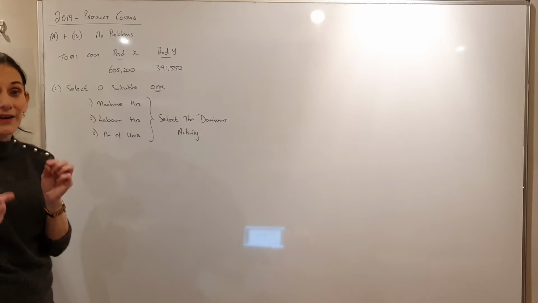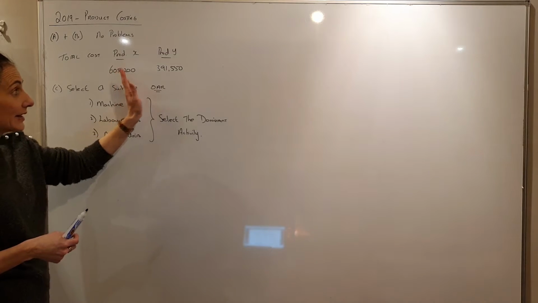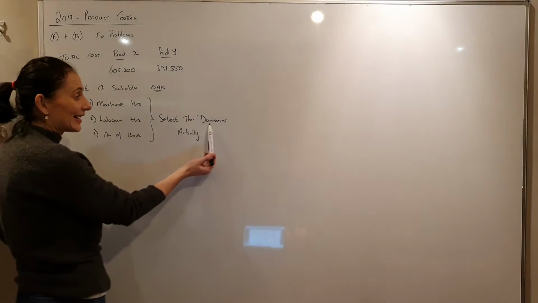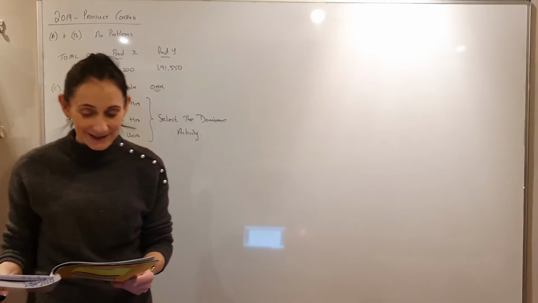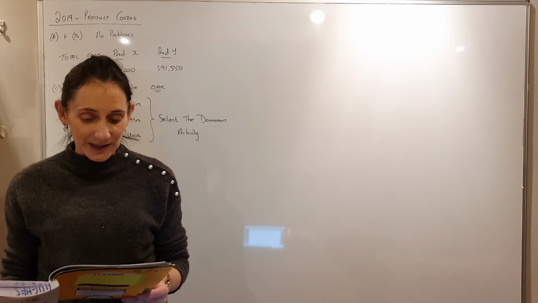Now, you're going to have to select in the exam which one you think is most appropriate for department X and which one is most appropriate for department Y. They always say that you select the dominant activity. Now, if you look at your question, and we're looking at table 2 of your exam, I'm going to look at the machine hours and the labour hours.